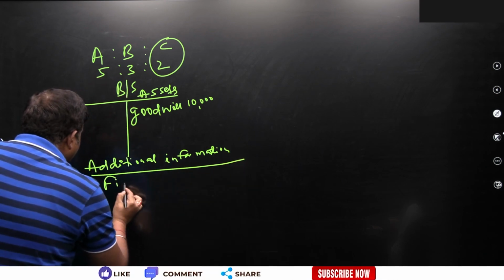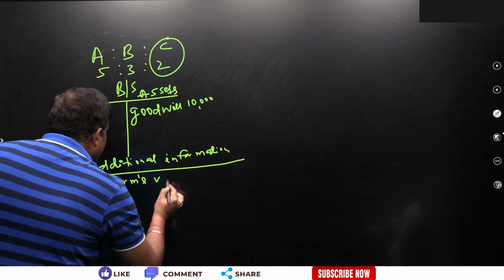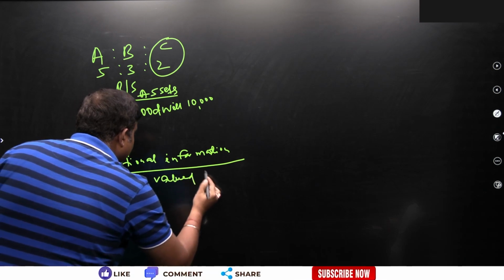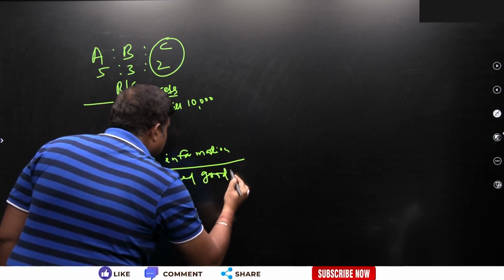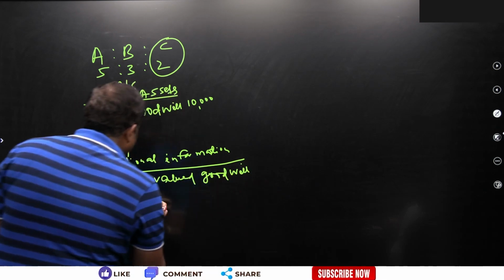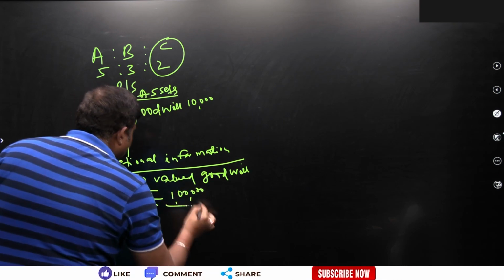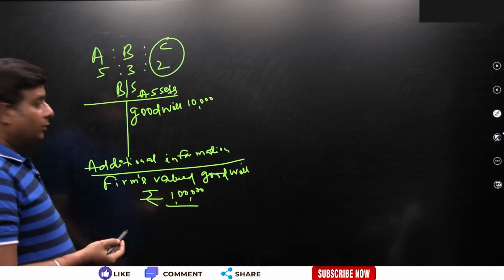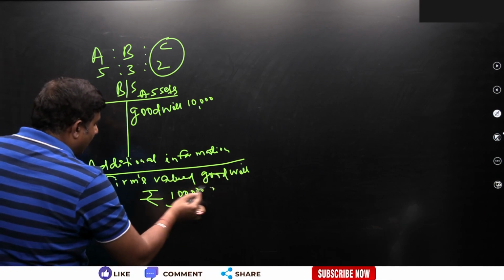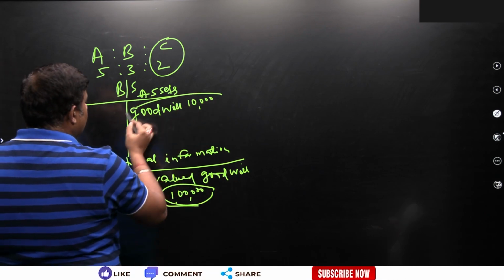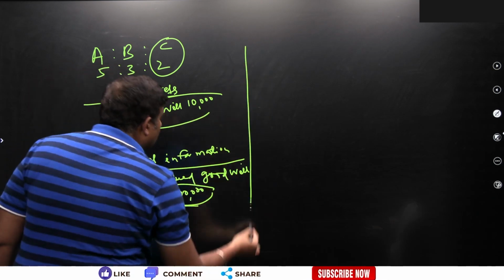it is given that the firm's valued goodwill is rupees 1 lakh. So, you can easily notice that this is your valued goodwill amount and this is your appeared goodwill amount. So, let us talk about the appeared goodwill.